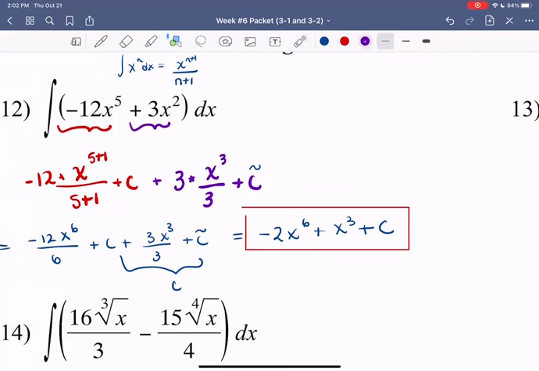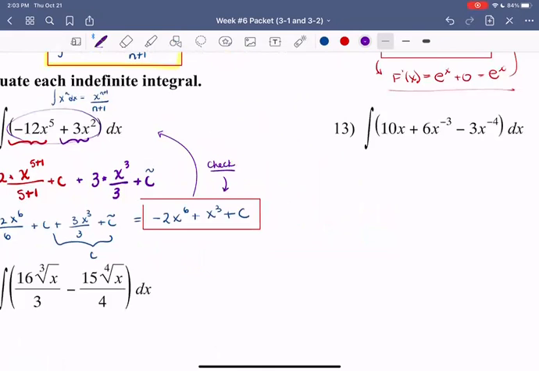And then how would you check that? Well, we find the derivative of this function and confirm that the derivative is our function here in the integral. I encourage you to pause the video and check that on your own to help deepen your understanding of finding antiderivatives. Awesome. All right, and when you're ready, let's take a look at number 13.